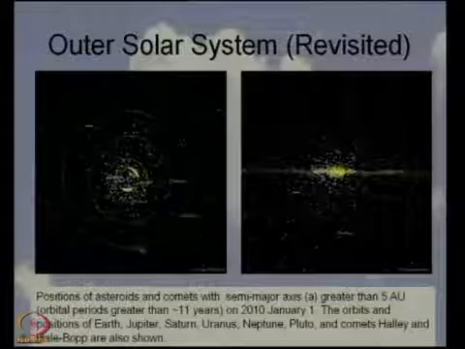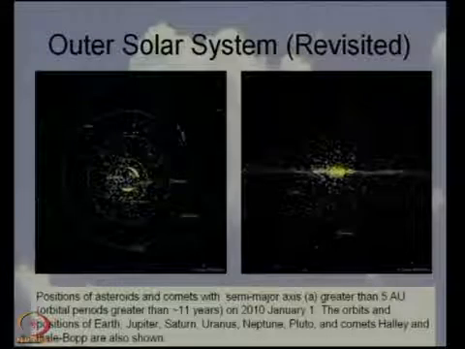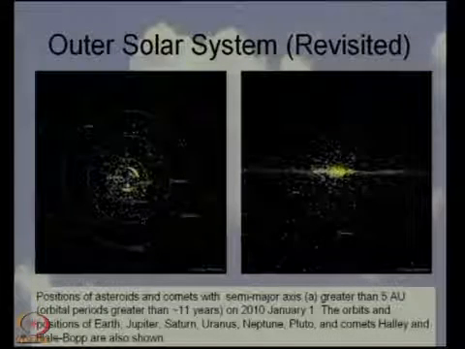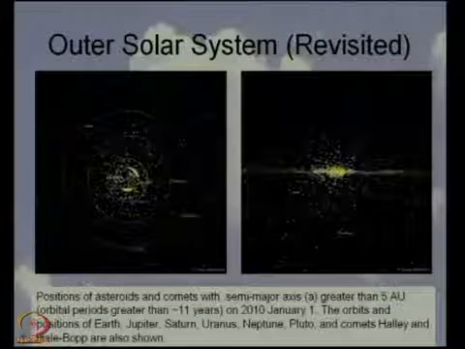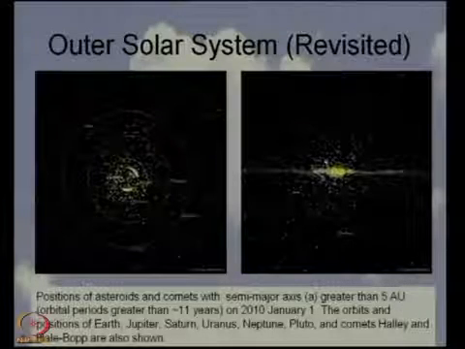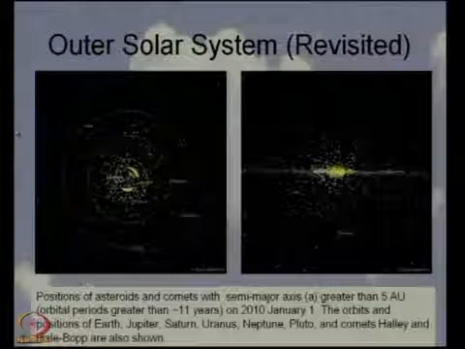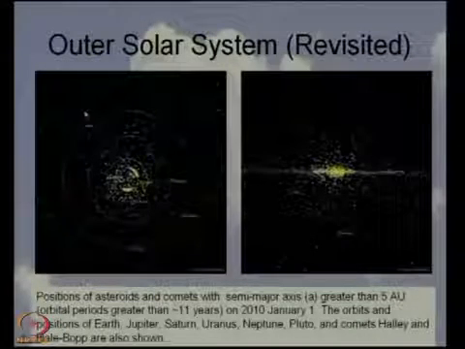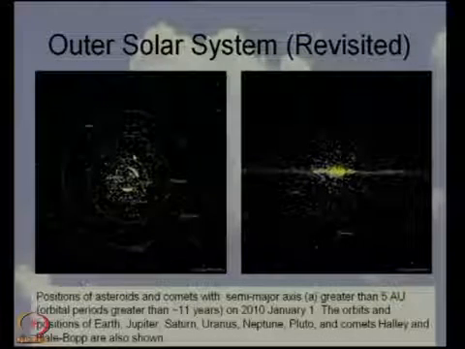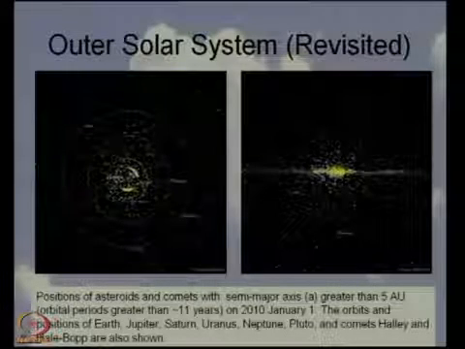Pluto's orbit you can see goes around like this, quite far away. And the orbits of the comets Halley and Hale-Bopp are also shown over here. You can make out that the orbits that go far away are Hale-Bopp and Halley. This is comet Halley, which is shown in this picture. The two comets Halley and Hale-Bopp are also shown in this picture.